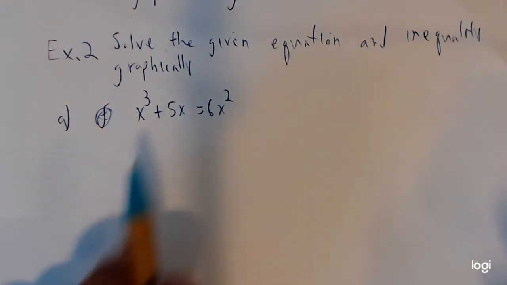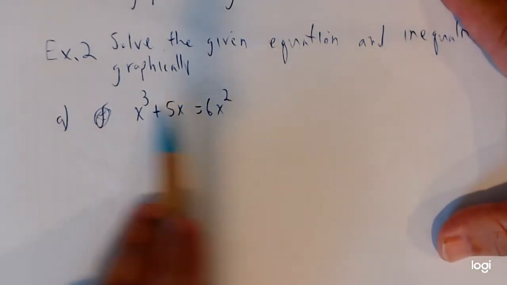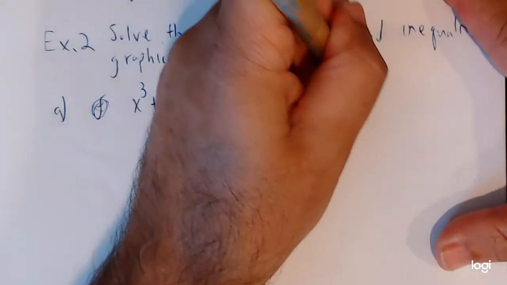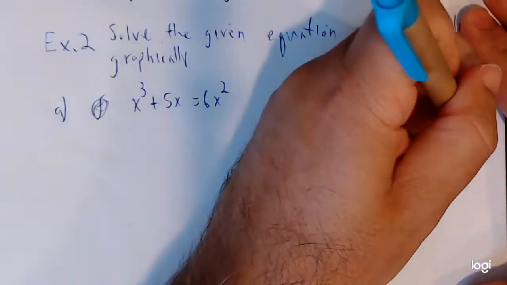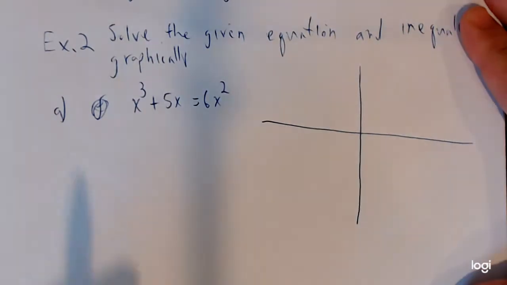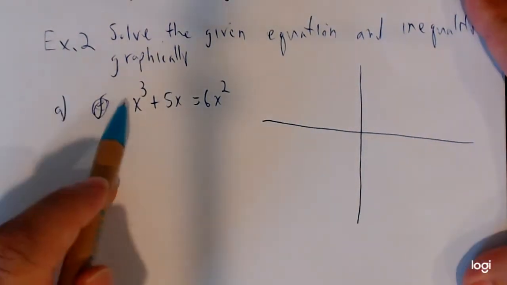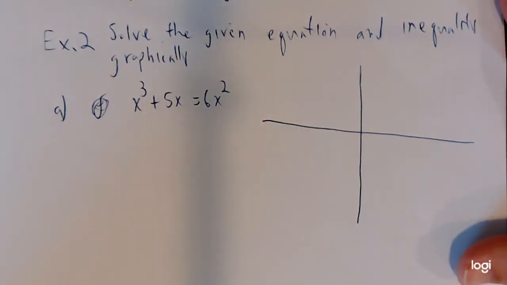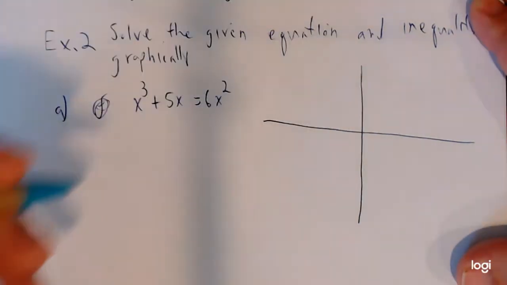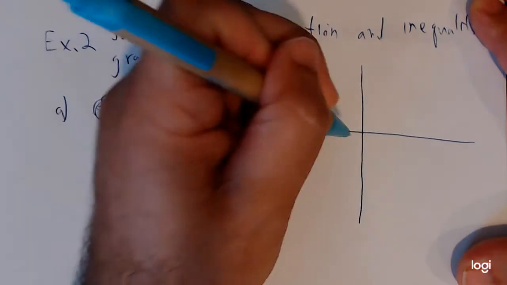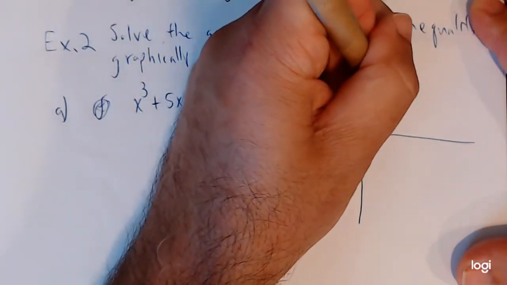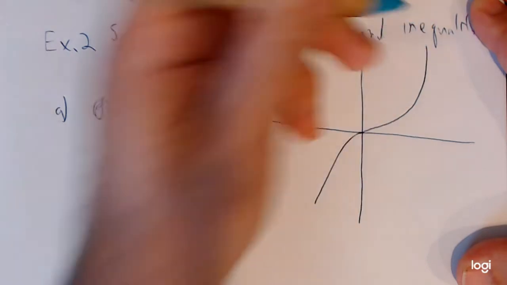to graph these, the first thing I'm going to do is find out where they're equal. I first need to find out where they intersect each other, right? So I'm going to graph them off to the side because we're going to need them in all parts A, B, and C. So x cubed plus 5x looks something along the lines of this. It's a cubic graph, so it does have its characteristics. So it kind of does this, and it does that, and it goes up.